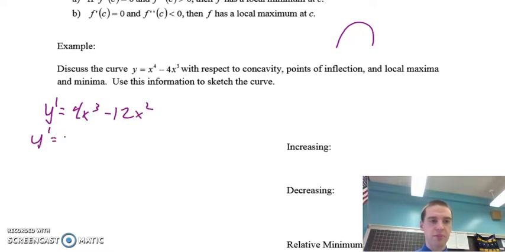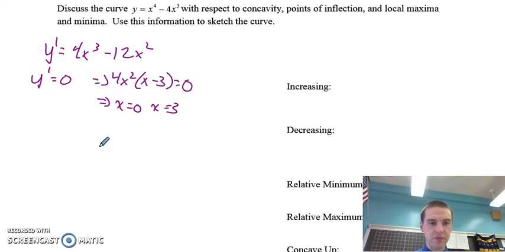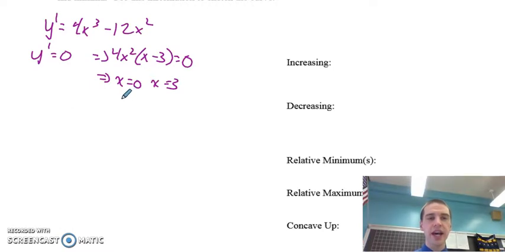I'm going to set y prime equal to 0, which implies we can factor out a 4x squared, and we're left with x minus 3 equals 0. We can then say that implies that x equals 0 and x equals 3. And now that we have our critical values, so these right here are our critical values. So now we're going to do a number line.